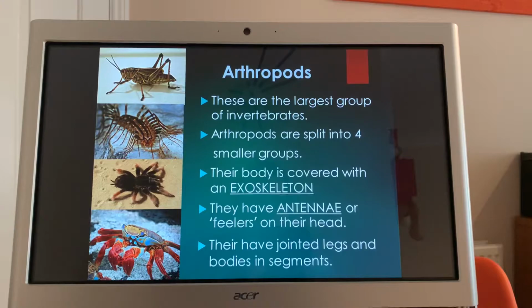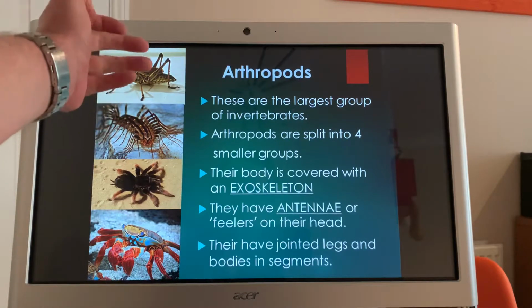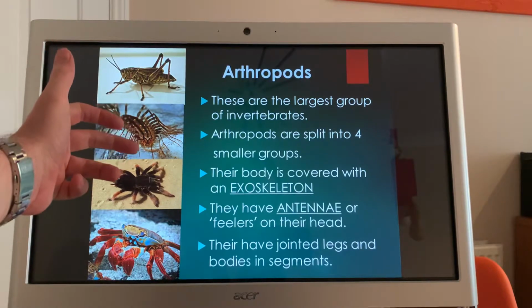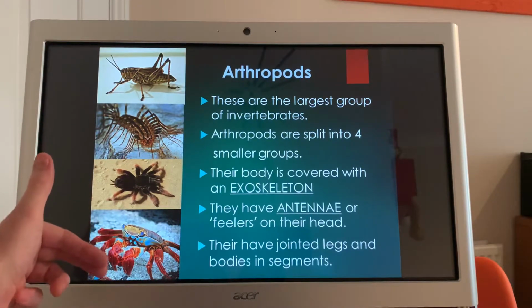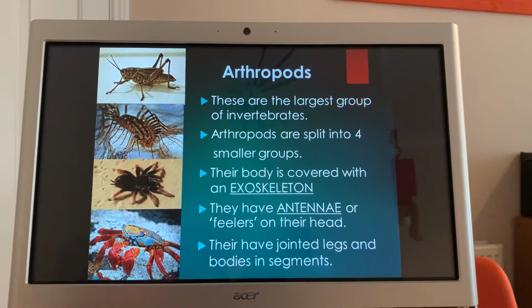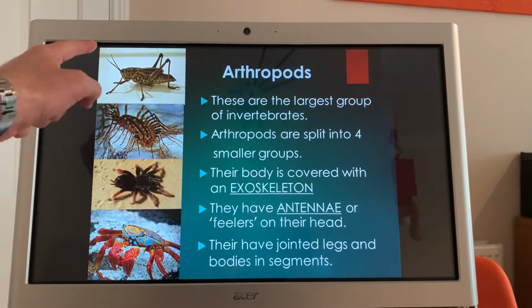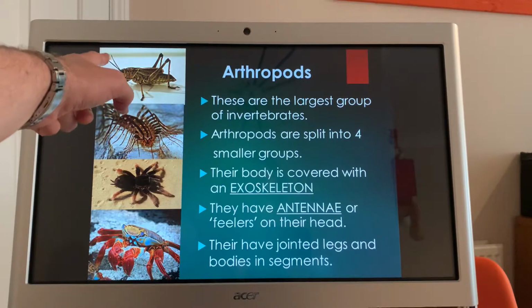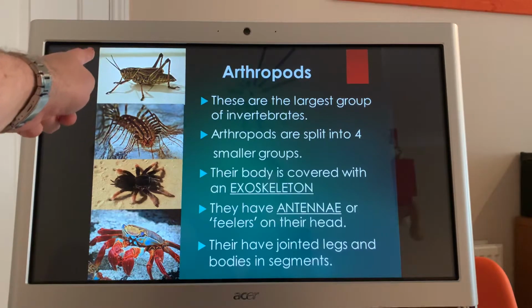Arthropods. Now these are the largest group of invertebrates. Arthropods are split into 4 smaller groups. Their body is covered with an exoskeleton. So an exoskeleton is like a harder shell that covers the outer part of the body. They have antennae or feelers on their head. See this little guy here? 1 would be an antenna, 2 is antennae.